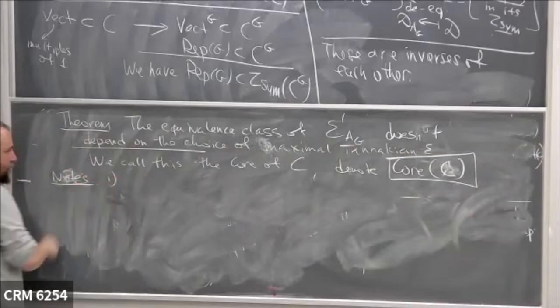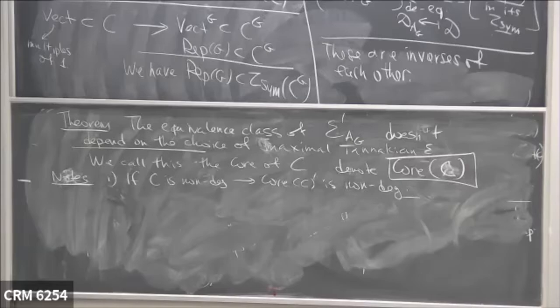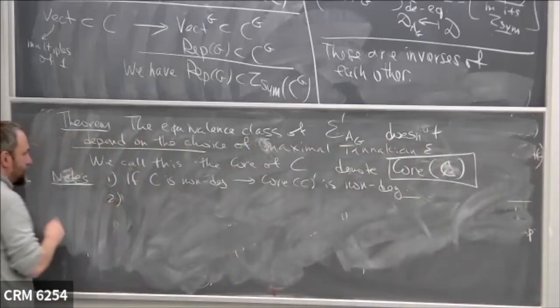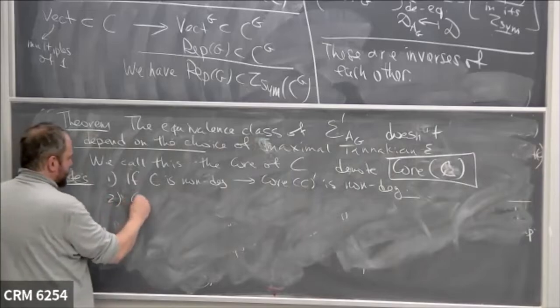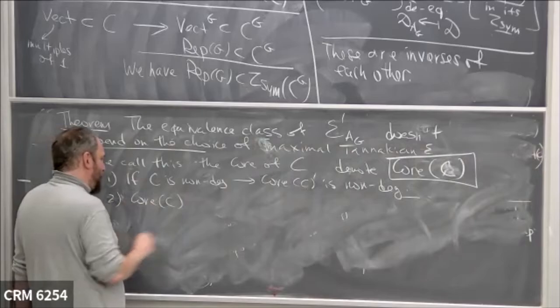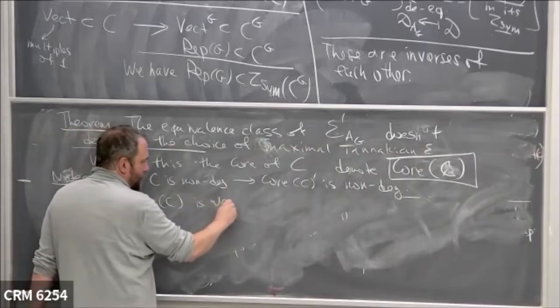Okay, so first of all, if C were non-degenerate, then the core will be non-degenerate. Second, the maximality of the things by which we quotient implies the following. So the core of C is called weakly... I'm going to define what it means.